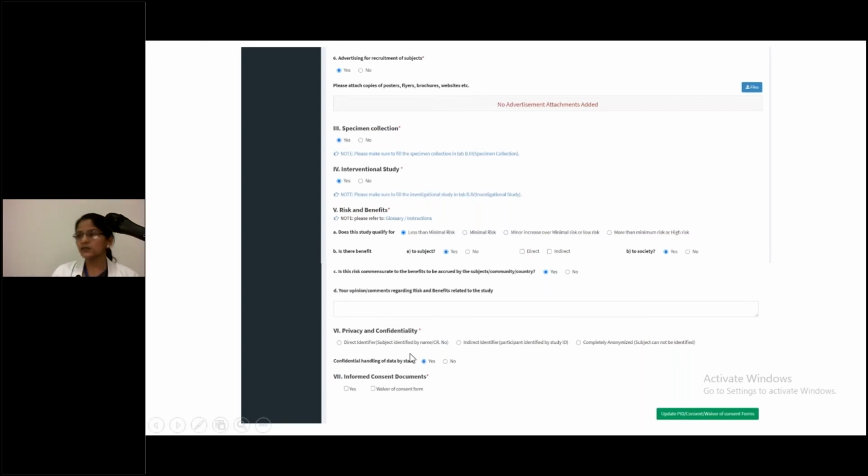And of course, you need to maintain privacy and confidentiality. Then you come to the informed consent documents. So what are informed consent documents? Anybody?